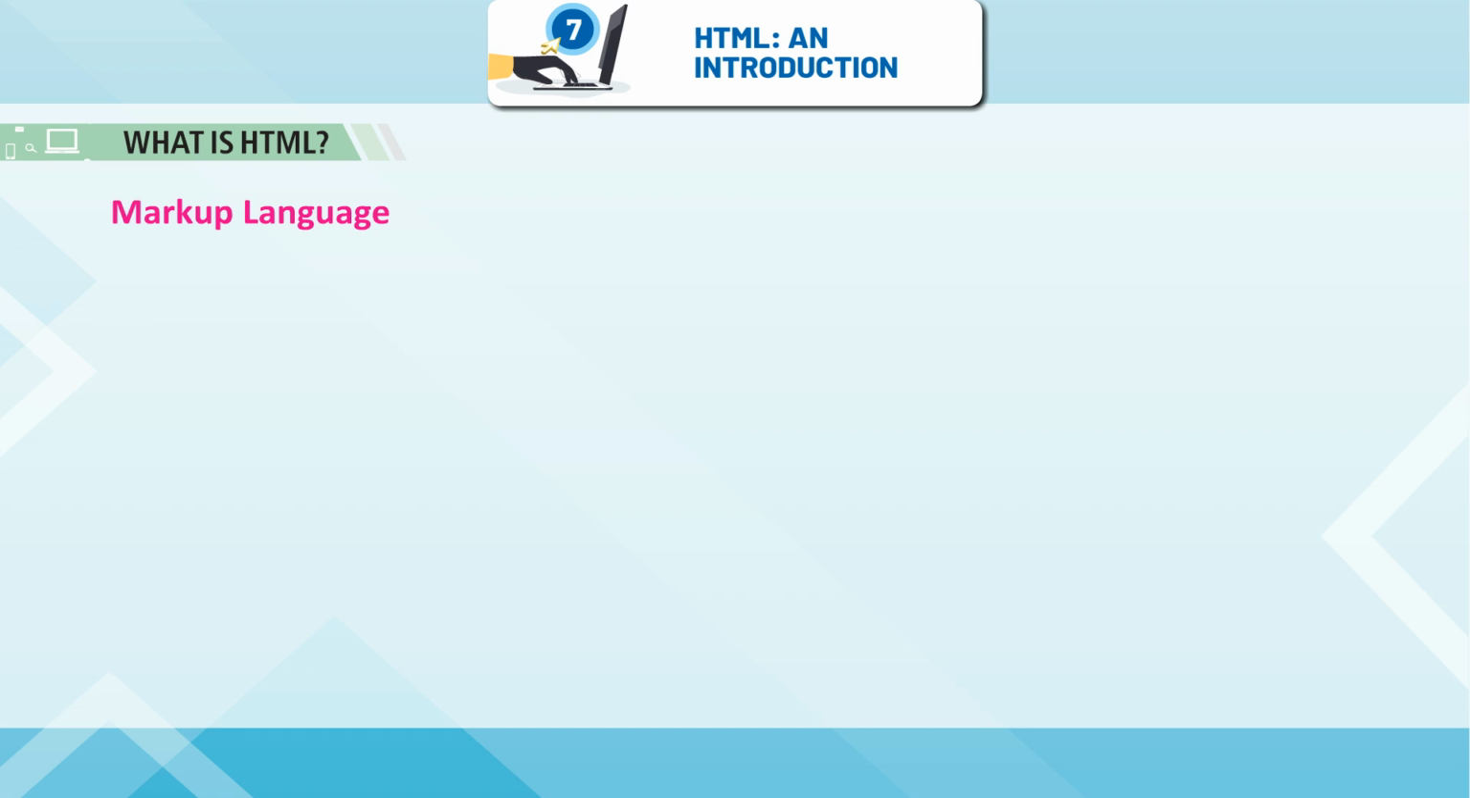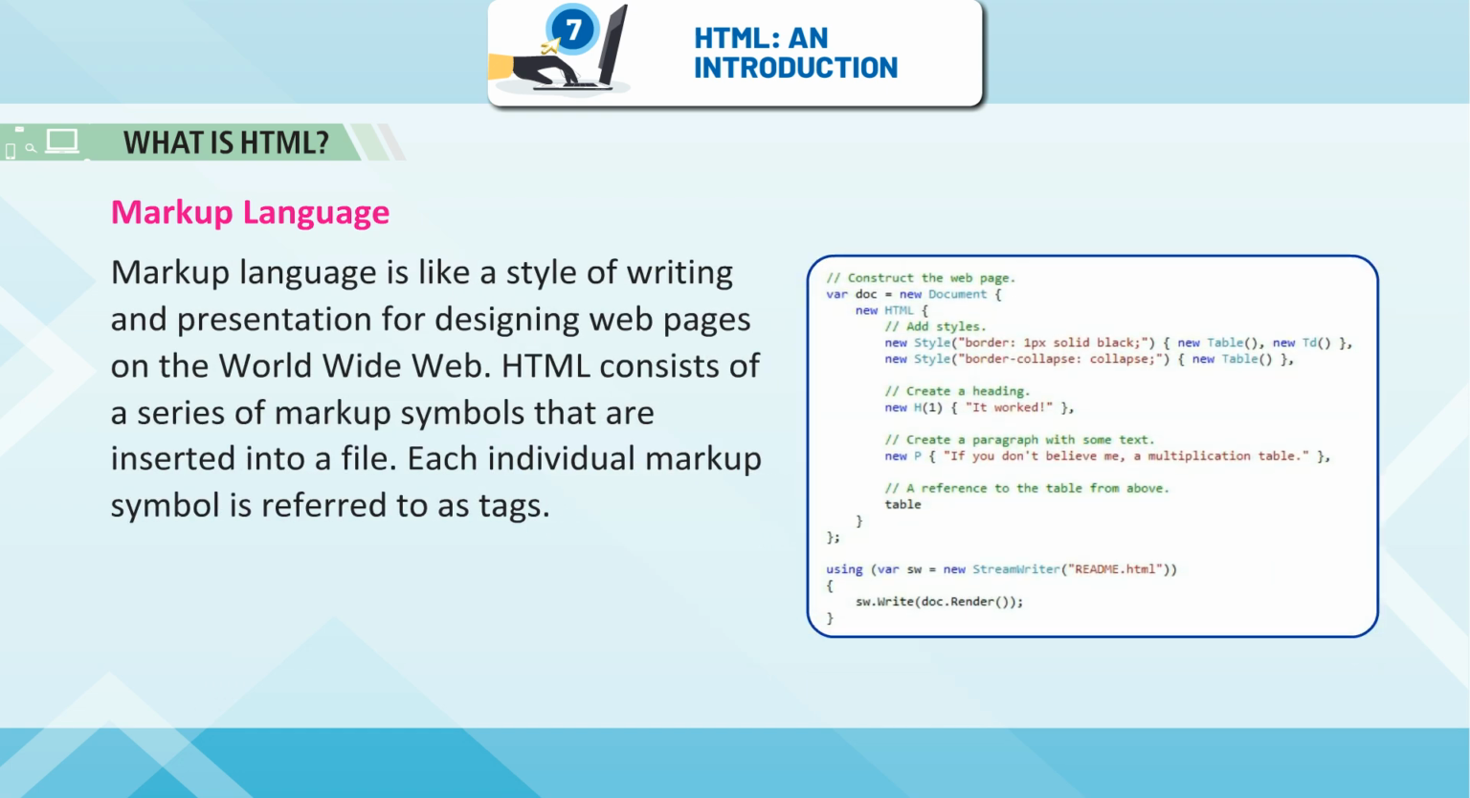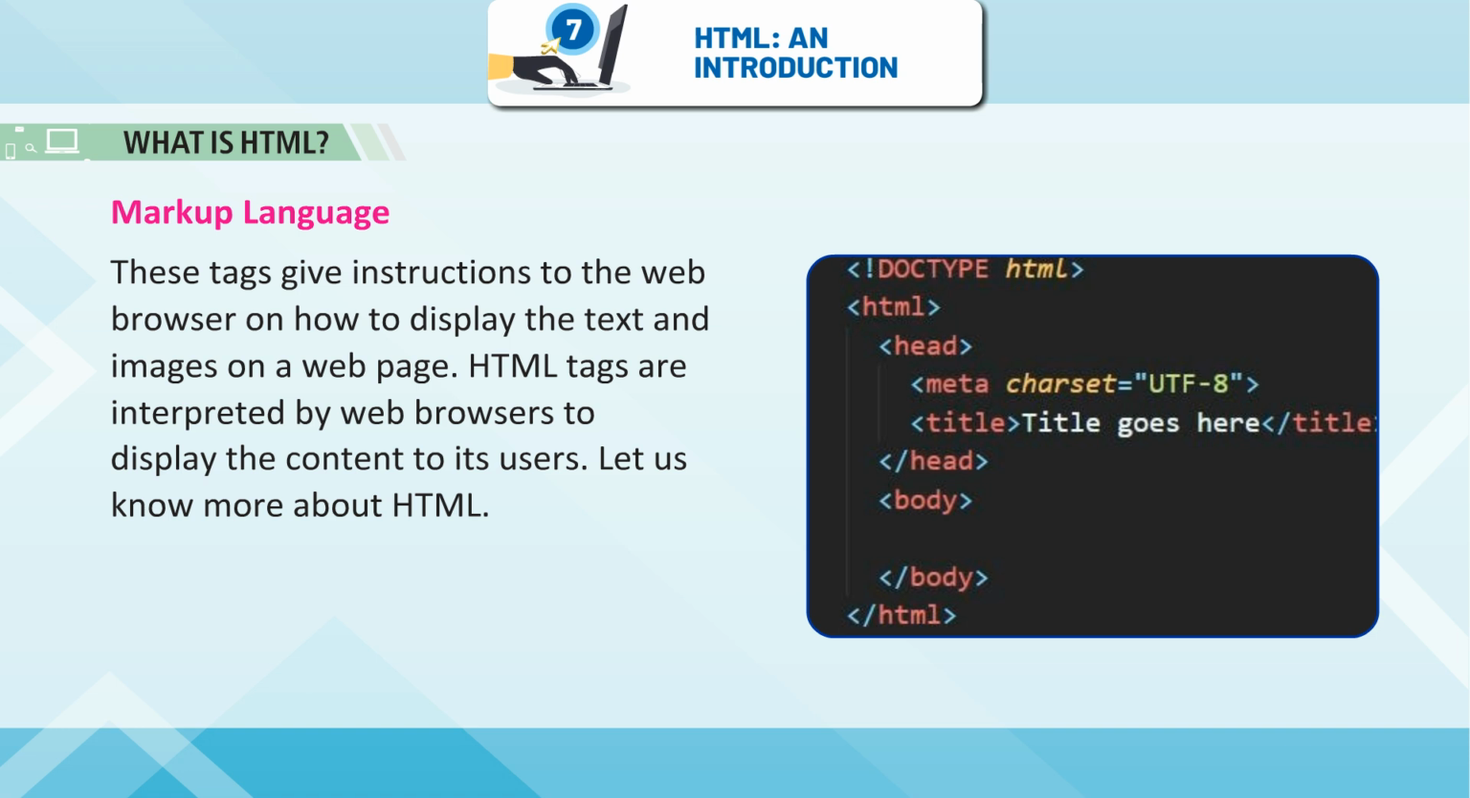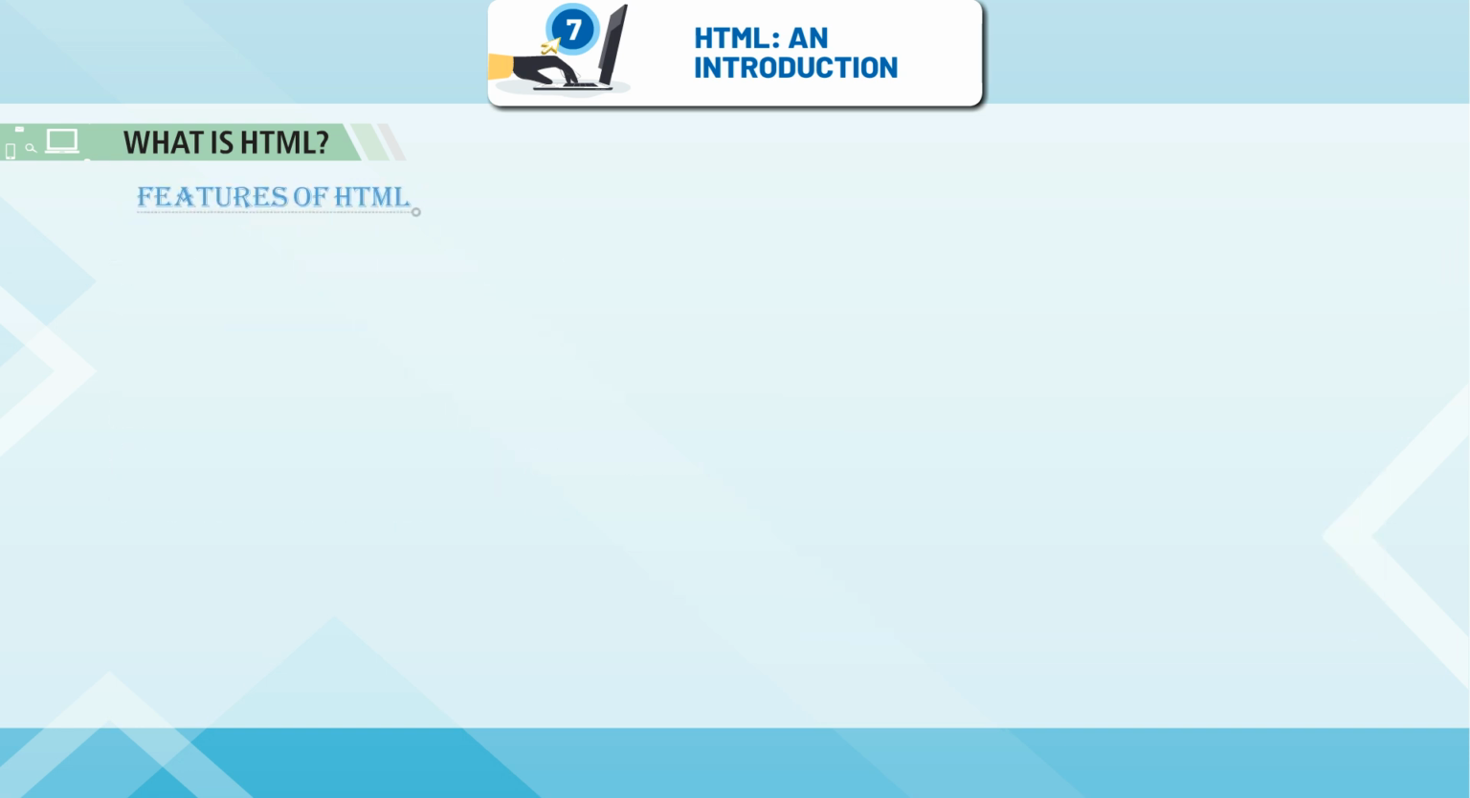Markup language: Markup language is like a style of writing and presentation for designing web pages on the World Wide Web. HTML consists of a series of markup symbols that are inserted into a file. Each individual markup symbol is referred to as a tag. These tags give instructions to the web browser on how to display the text and images on a web page. HTML tags are interpreted by web browsers to display the content to its users. Let us know more about HTML.